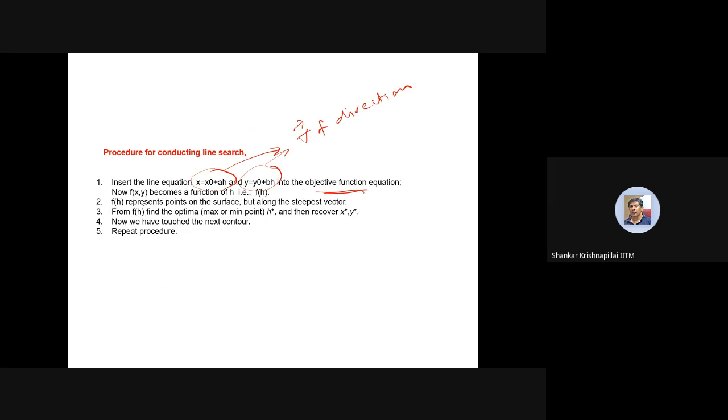So now f of x, y becomes f of h, because all the x and y have been replaced with functions of h. So now f of h represents the points on the surface, but along the steepest ascent vector. So this is the objective function.